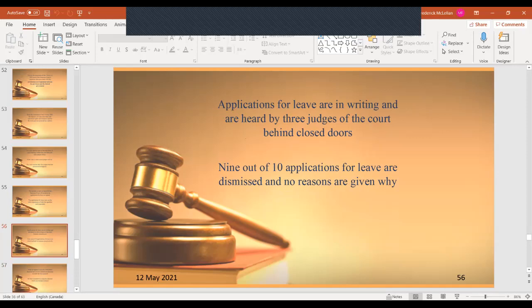You never know who hears it, who is actually reading your leave application. And again, 9 out of 10 applications for leave are dismissed, and no reasons are ever given. So notwithstanding the fact that you've spent hundreds of hours preparing your application for leave, which sets out your entire appeal, if it's dismissed on the leave application itself, you never know why. So that's kind of frustrating, but that's just the way it is.